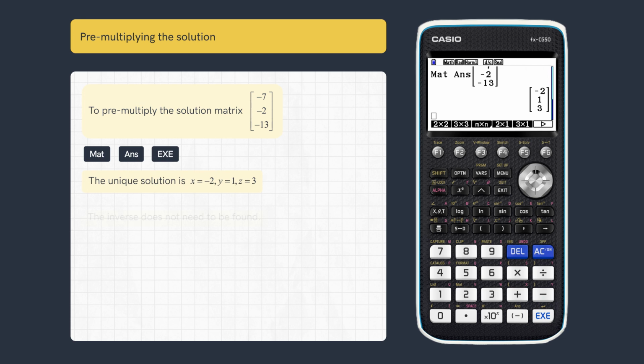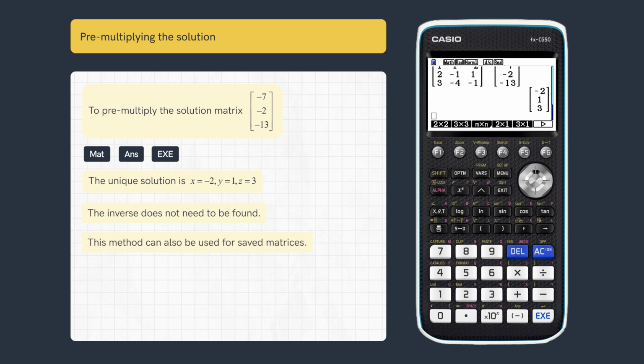is found. The calculation can also be performed without finding the inverse first, and this method can also be used for saved matrices.